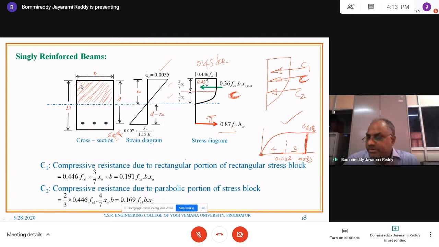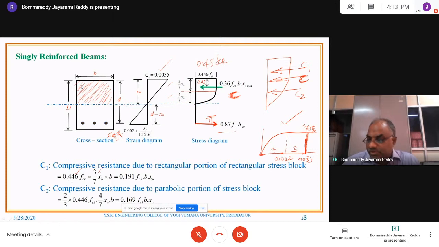So what is compressive resistance? First, compressive force. What is height? 3 by 7 of XU. What is width? 0.45 FCK or 0.446. So width and height, this is the area of the stress block.